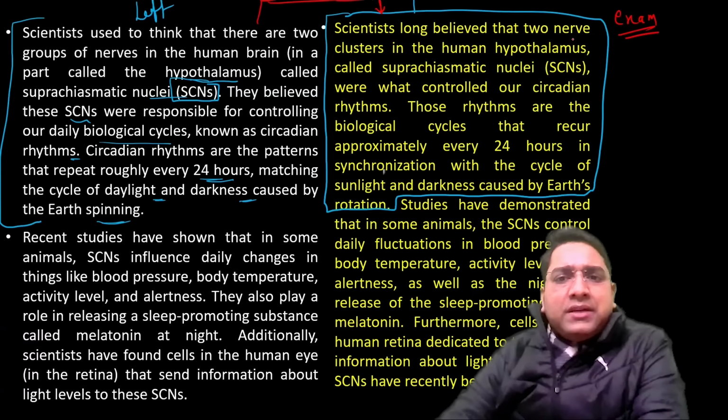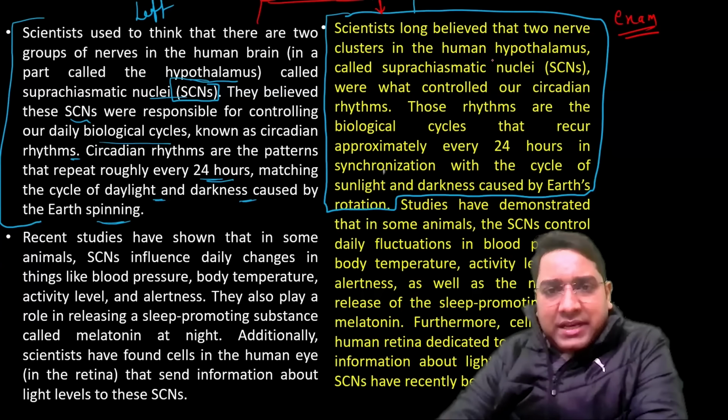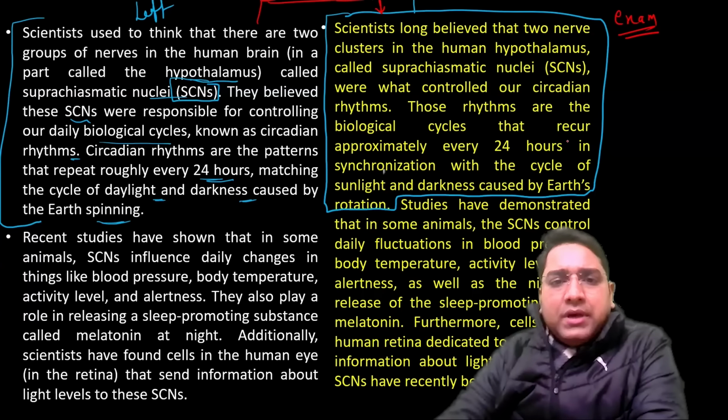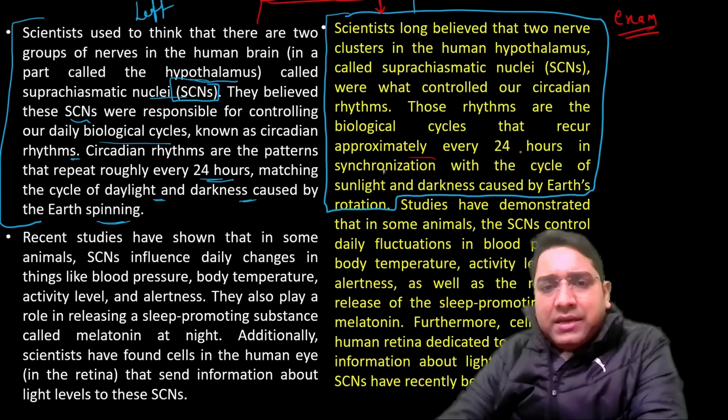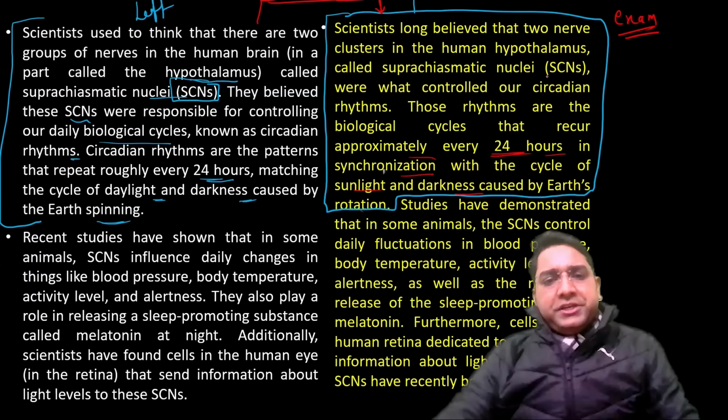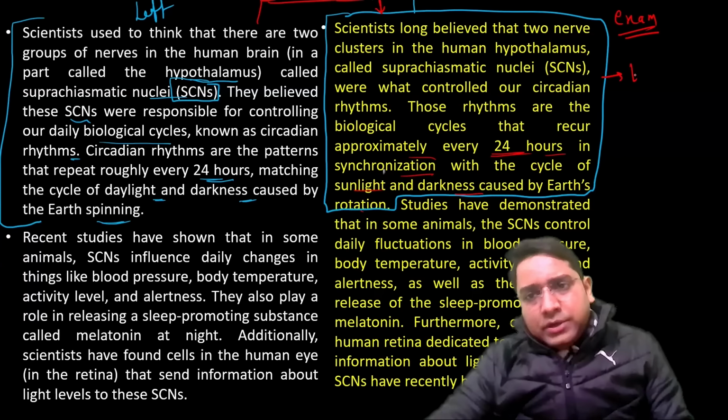Scientists long believed that two nerve clusters in the human hypothalamus called suprachiasmatic nuclei, SCNs, were what controlled our circadian rhythms. Those rhythms are biological cycles that recur approximately every 24 hours in synchronization with the cycle of sunlight and darkness caused by Earth's rotation. So this is the actual exam language.